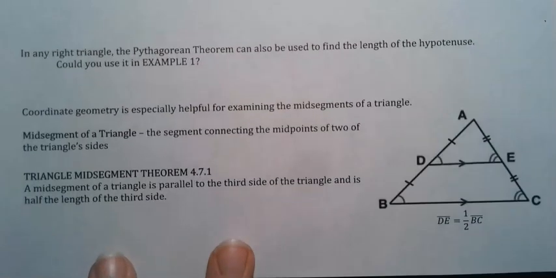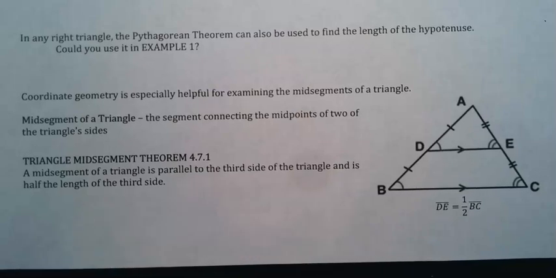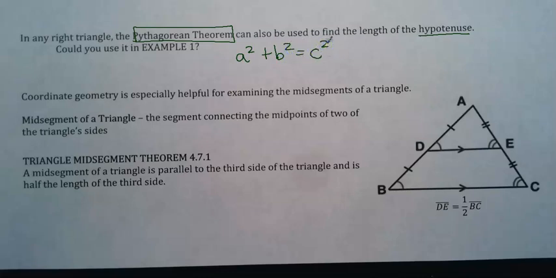Okay, next up. In any right triangle, the Pythagorean theorem can also be used, right? The Pythagorean theorem, hopefully you remember this, to find the length of the hypotenuse. It's only good in a right triangle to find the length of the hypotenuse. Do you remember what that is? It's a squared plus b squared equals c squared. A is a leg, b is a leg, c, however, is the hypotenuse. It always, always, always has to be the hypotenuse.